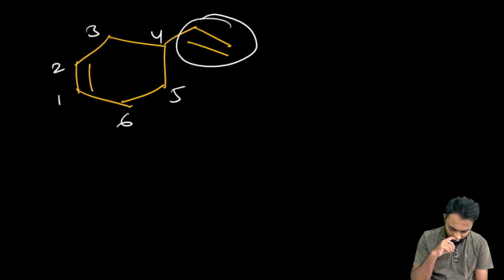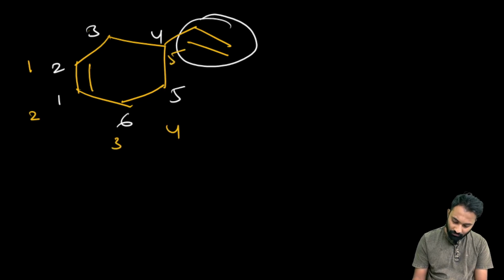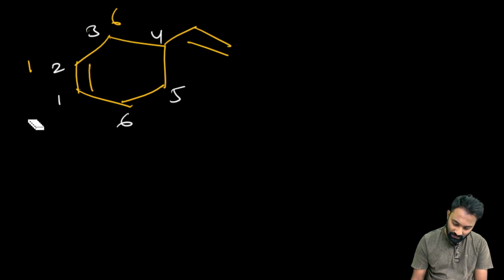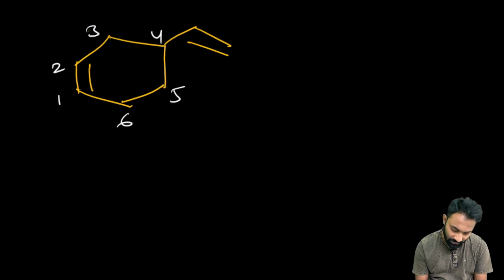Sir, you may get a doubt: why have you numbered 1, 2, 3, 4 this way? Why not number from here, 1, 2, 3, 4, 5? If I number 1, 2, 3, 4, 5, 6 in the yellow color, the substituent is getting a high number, the fifth position, right? The substituent should get the least number. Done?